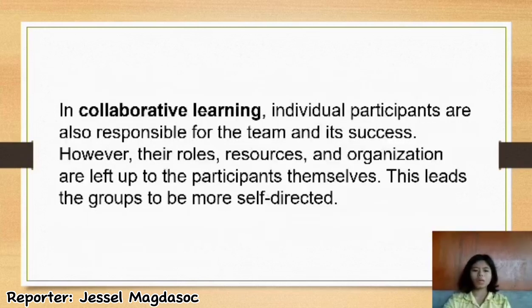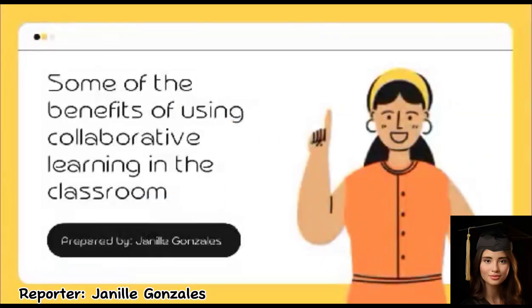In collaborative learning, individual participants are also responsible for the team and its success. However, the roles, resources, and organization are left up to the participants themselves. This leads the group to be more self-directed. So, in collaborative learning, students are working together to achieve one goal. Some of the benefits of using collaborative learning in the classroom.